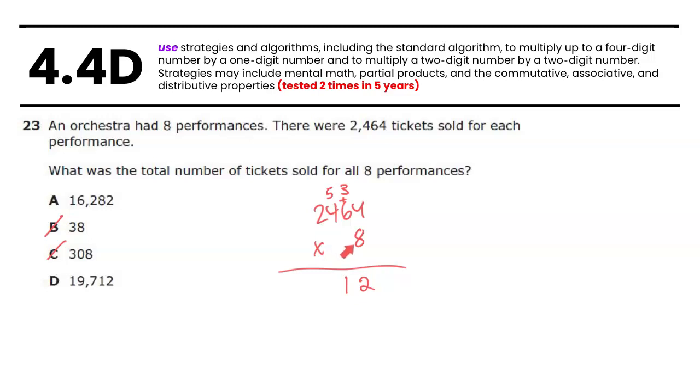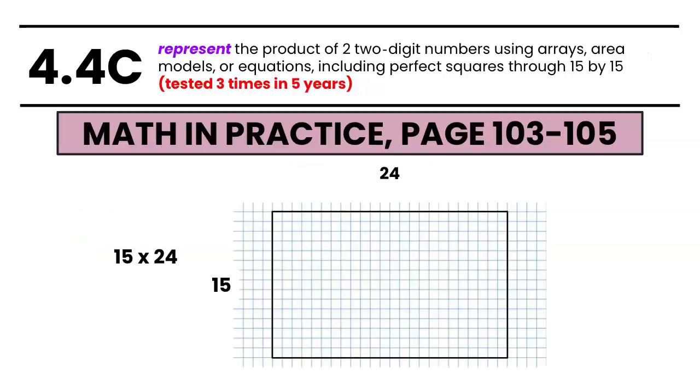Then 4 times 8 again will give us 32, plus the 5 will give us 37. We'll put the 7 in the hundreds place, and then we will move on to the thousands place, carrying over the 3. 2 times 8 is 16, plus the 3 is going to give us 19, for an answer of 19,712.